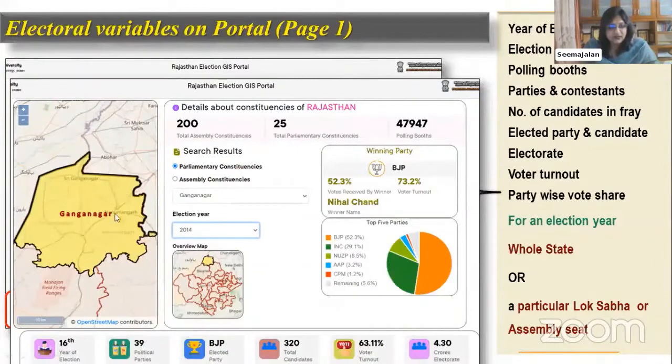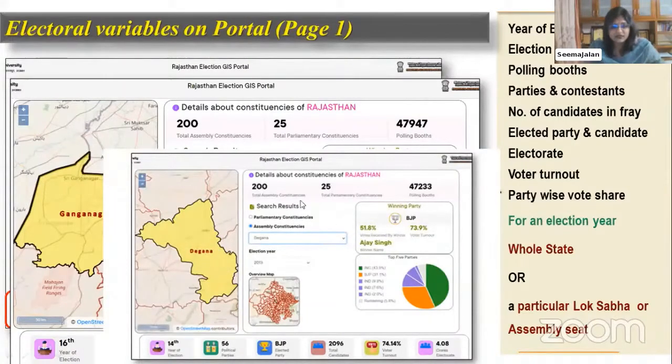Here we have selected a particular Lok Sabha constituency and all the information regarding how many polling booths there were, which party won by what margin, the top 5 parties, and everything, all the information can be seen here.